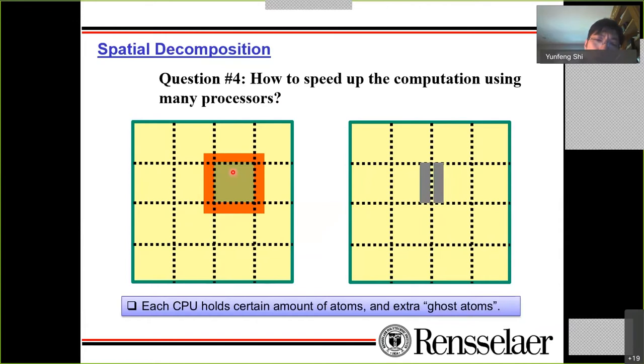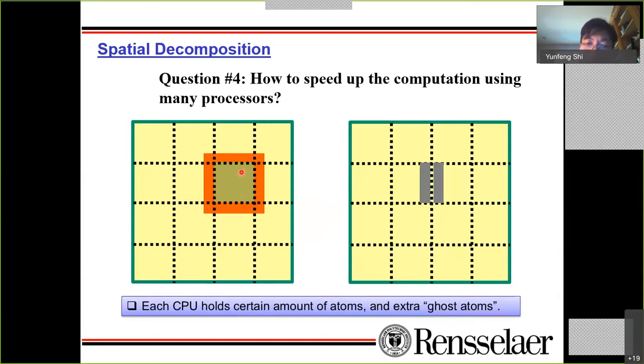So how do you do it? You basically exchange your information from left to right, and then top, bottom, then front, back, right? So there is a sequence, then everybody, every time step, you have to exchange that information. So your information of my atom's neighbor is always kept updated. So this extra layer, we call it ghost atom.